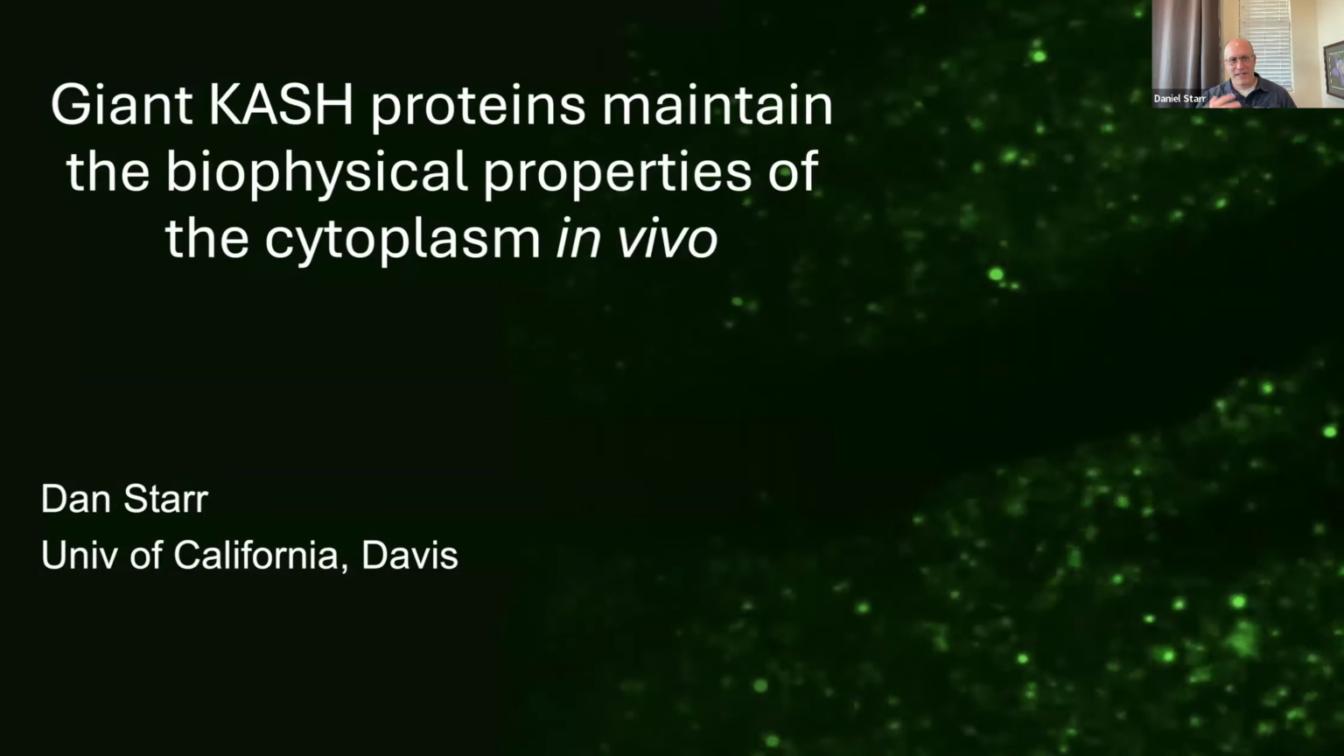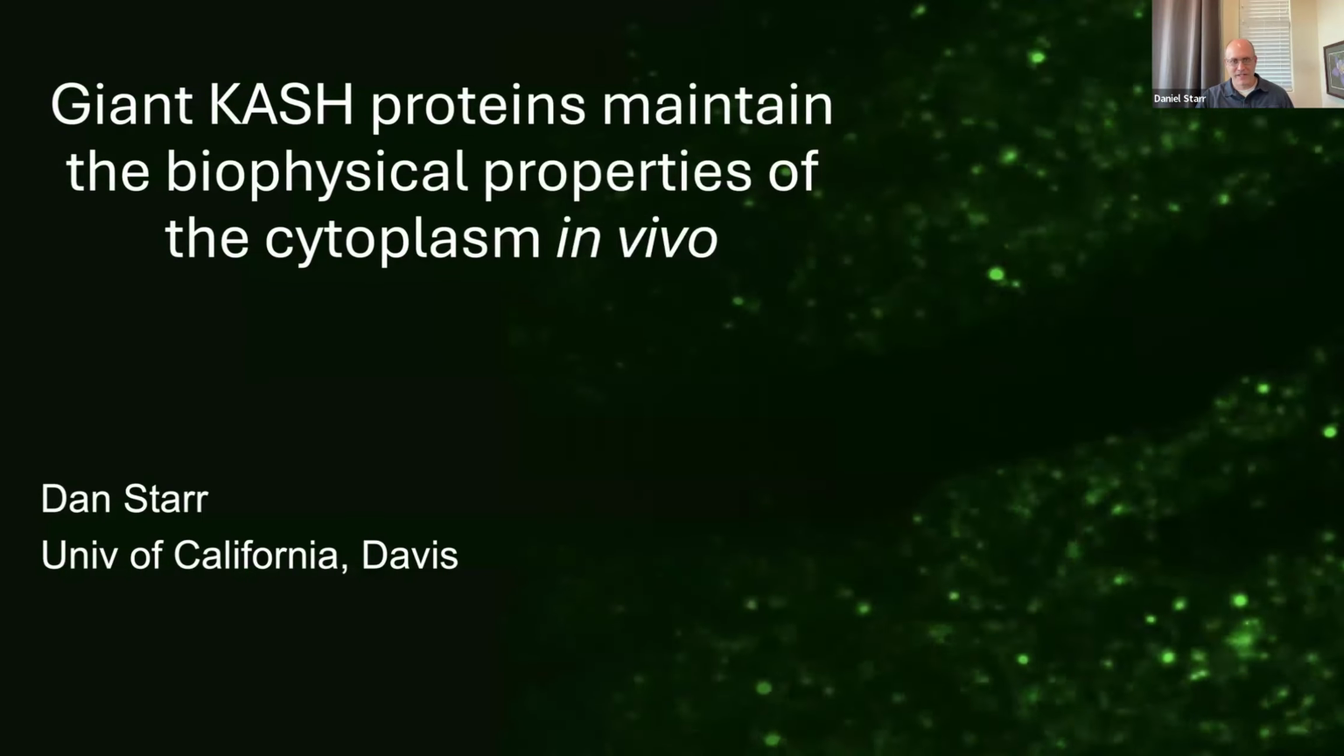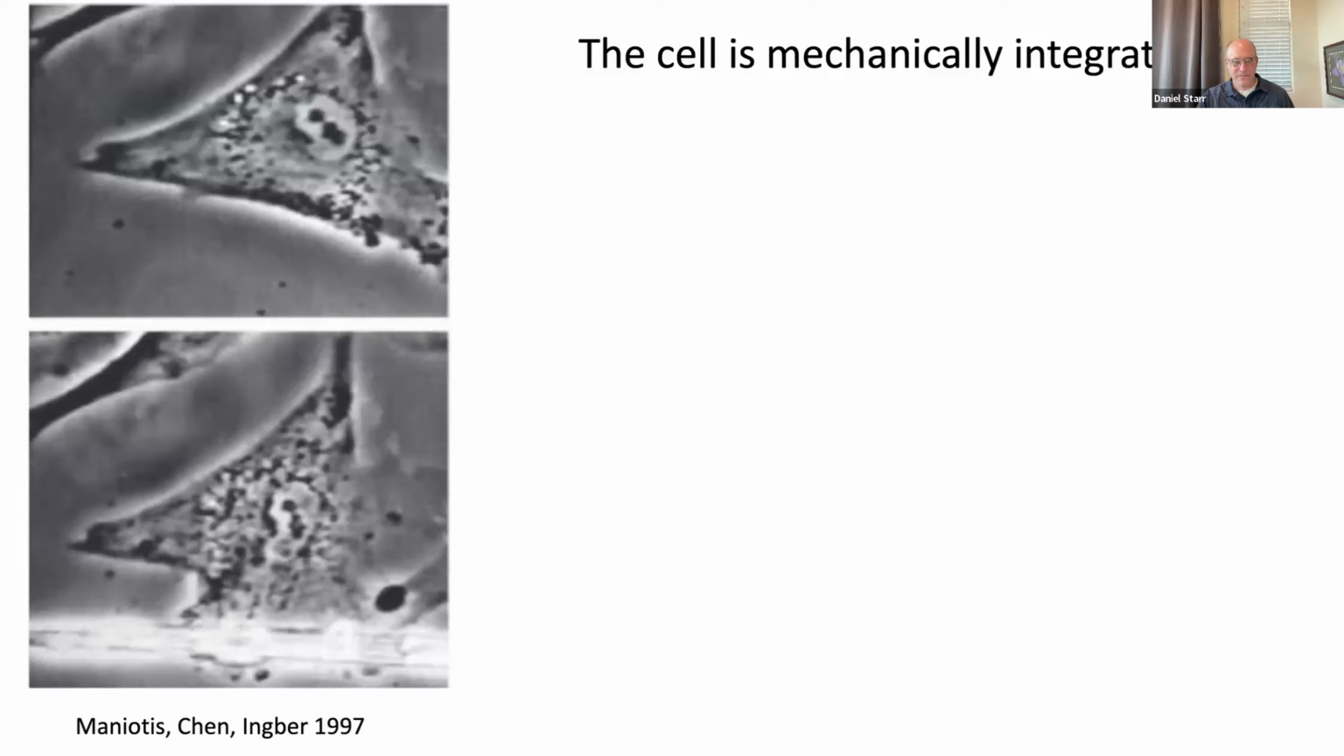And today I'm going to tell you about how these giant KASH proteins maintain the biophysical properties of the cytoplasm in vivo. We know from classical experiments that the entire cell is mechanically coupled. In this classic experiment, you have a tissue culture cell, and they pulled on the edge of the cell with a glass rod. You can see everything is connected to each other, and the forces are being transferred from the edge of the cell to the nucleus, which is being deformed, and even the nucleoli are moving in the direction of the pulling.